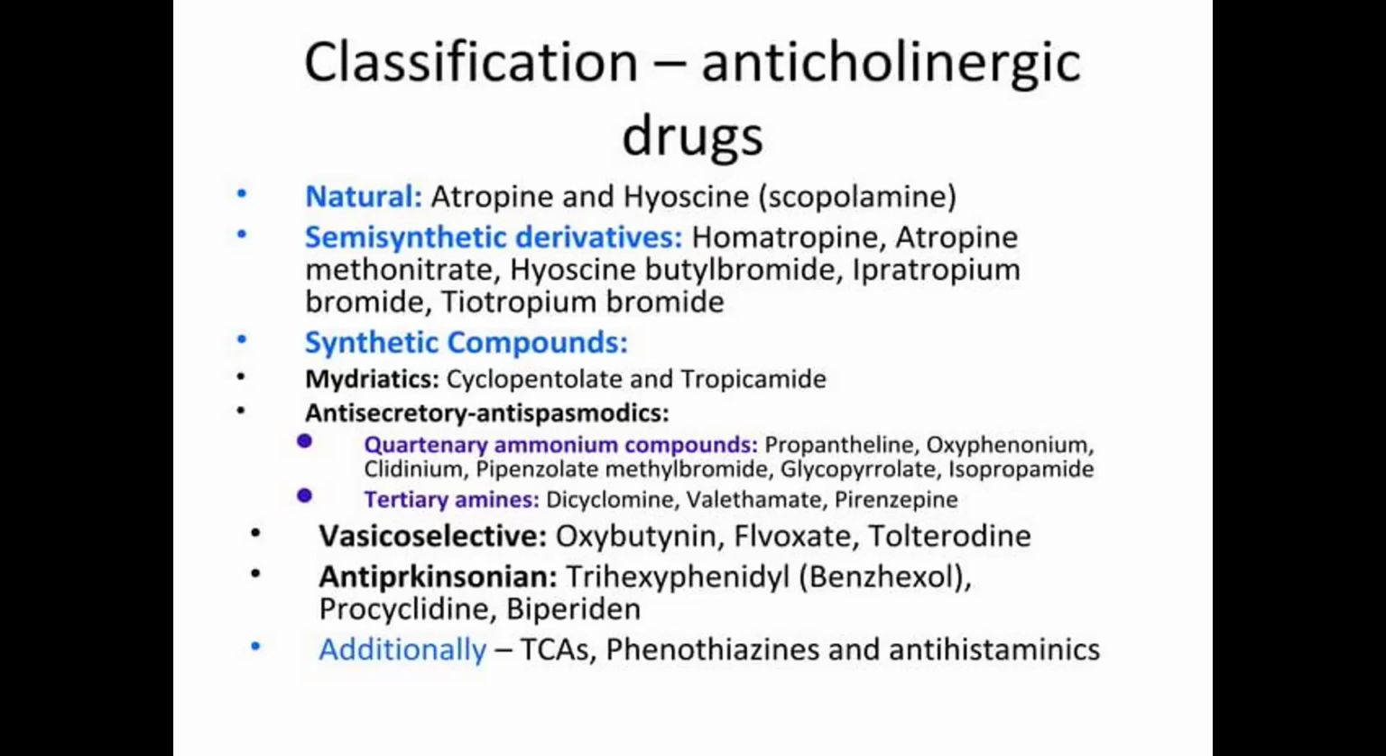Additionally, we have TCAs, tricyclic antidepressants like nortriptyline and amitriptyline. They all have an additional action of blocking the cholinergic receptors. Phenothiazines, including promethazine, which comes under the brand name Avomine, are used in motion sickness and vomiting. It also has a very good sedative effect and antihistaminic effect, but additionally it has a good anticholinergic effect. Antihistaminics I discussed, such as pheniramine, a basic antihistamine.